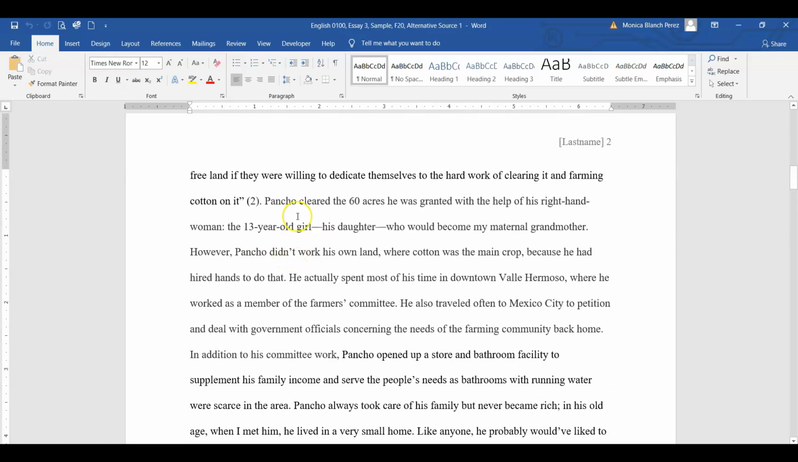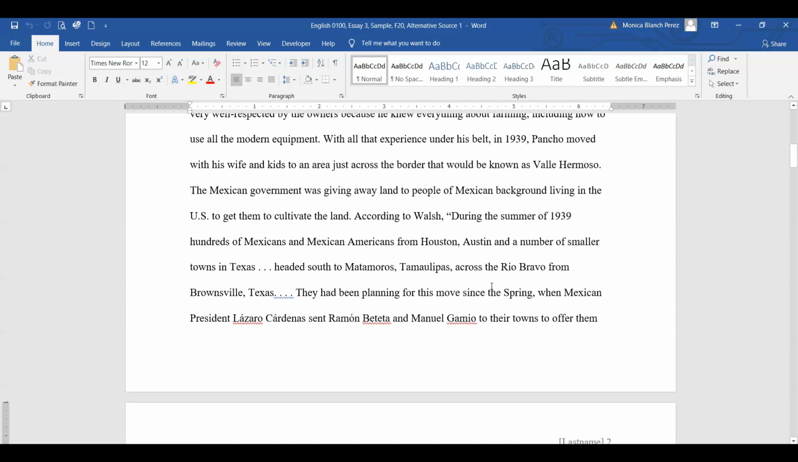And then notice the paragraph continues. Pancho cleared the 60 acres he was granted, with the help, and so on and so forth, right? However, Pancho didn't work his own land where cotton was the main crop. Notice how perfect that quote is. And I'm wondering, how come I didn't put this one?